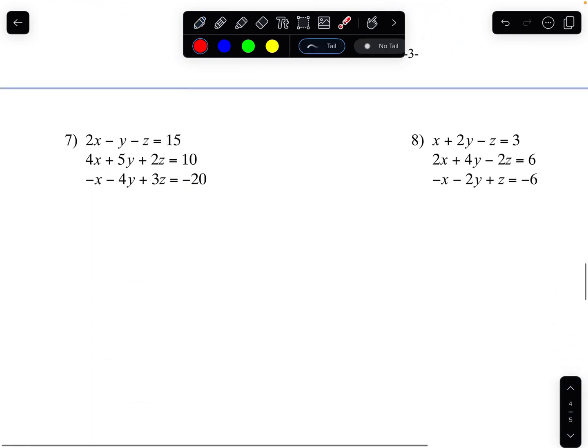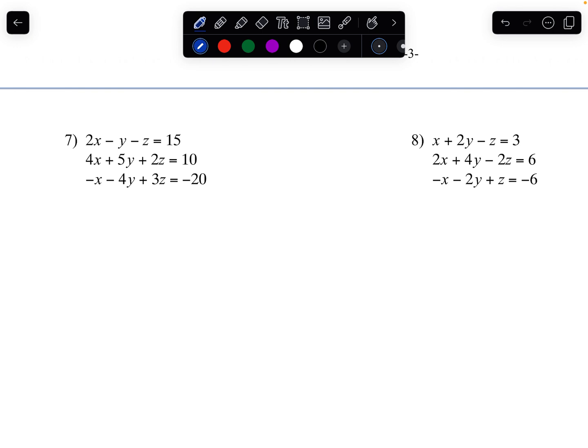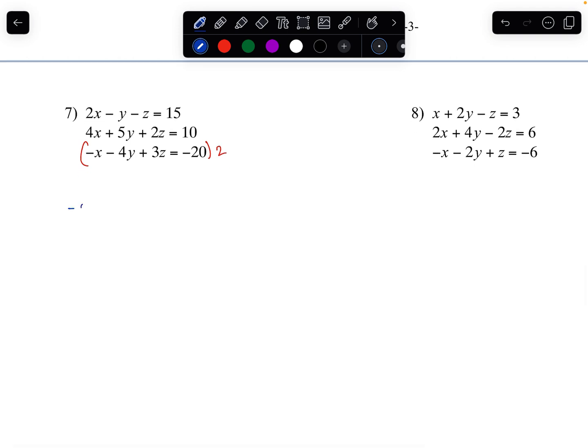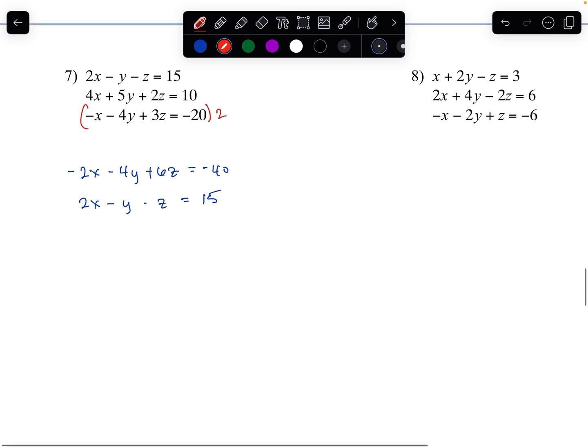Alright, jump in here. These ones, I'm definitely going to solve by elimination. Okay. Let's look at these variables. I think x is the one to go and eliminate since 2 and 4 go into each other. Let's start by multiplying this by 2. That's going to give me negative 2x minus 4y plus 6z equal to negative 40. I'm going to add that with the first equation, and then add them together.